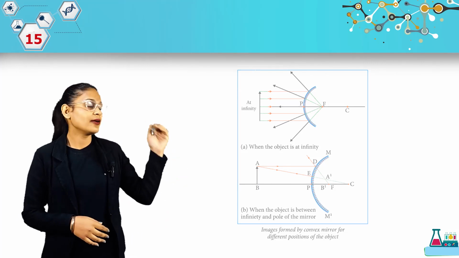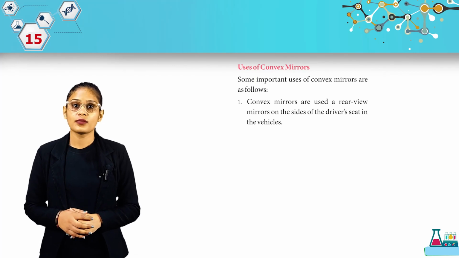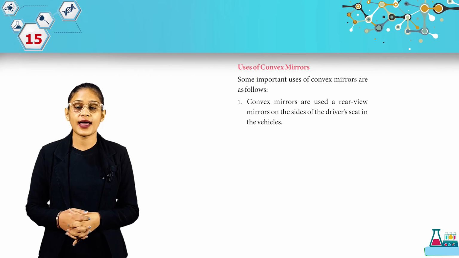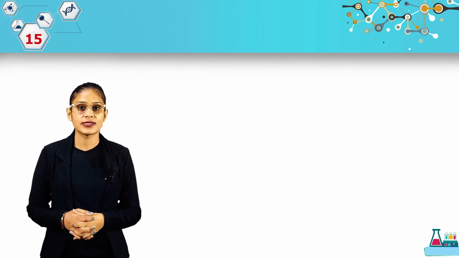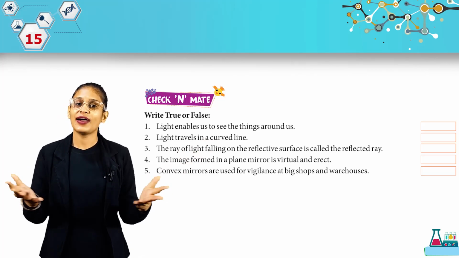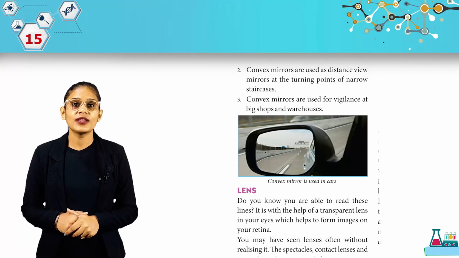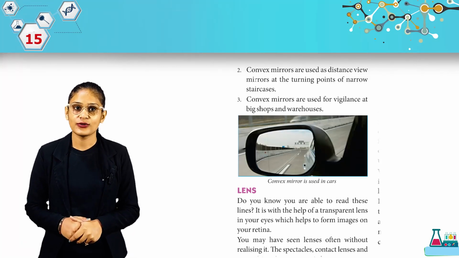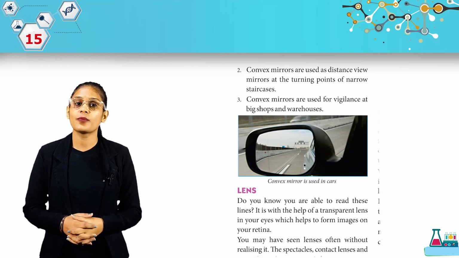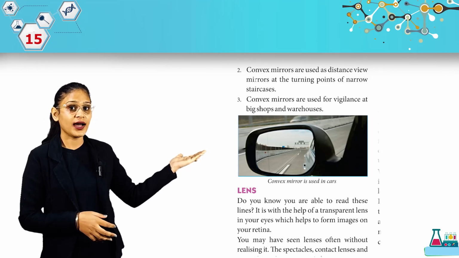Now students, we have uses of convex mirrors. Some important uses of convex mirrors are as follows. Convex mirrors are used as rear view mirrors on the sides of the driver's seat in vehicles. Now students, we have check and mate. As we already read about these things, you have to do it by yourself. Convex mirrors are used as distance view mirrors at the turning points of narrow staircases. Convex mirrors are used for vigilance at big shops and warehouses. Here, look at this picture. Convex mirror is used in cars.